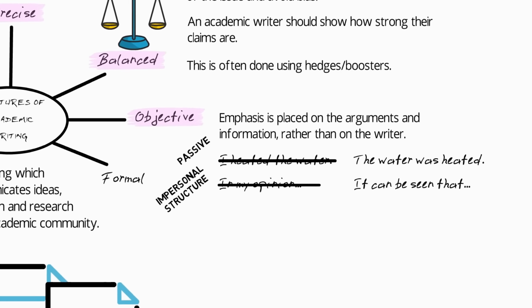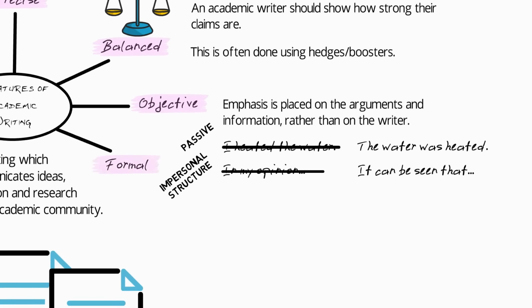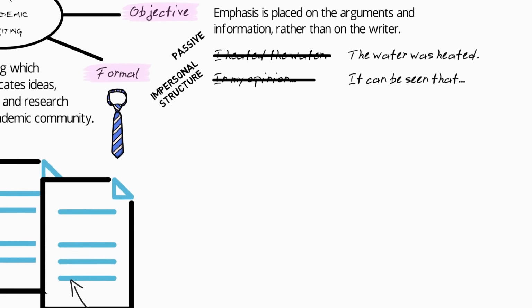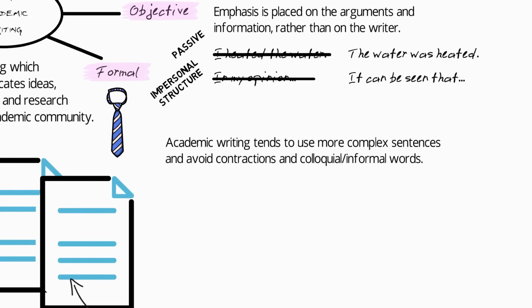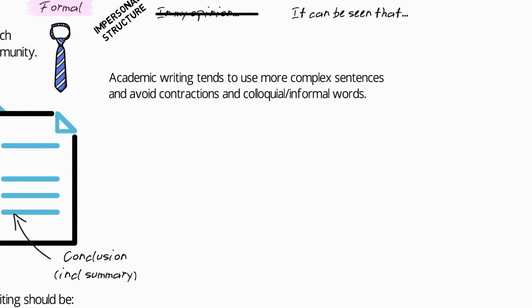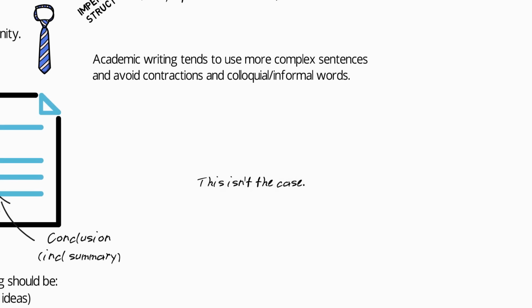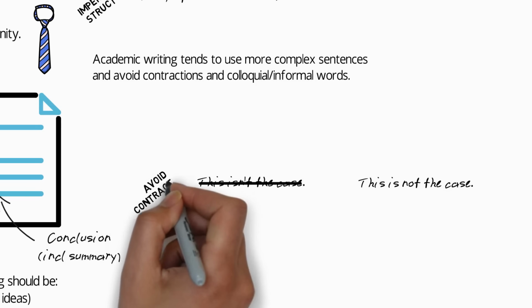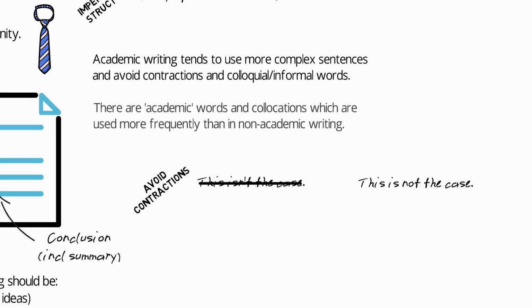Finally, academic writing should be formal. When thinking about academic writing, this is maybe the first feature that comes to mind. So academic writing tends to use more complex sentences, and also tends to avoid contractions and colloquial or informal words. For example, instead of "this isn't the case," "this is not the case." There are many words and collocations which are used more frequently in academic writing than in non-academic writing, and researchers have made lists of these.